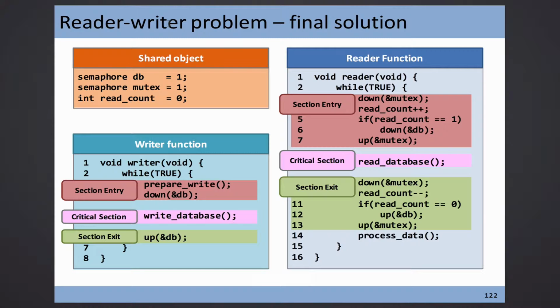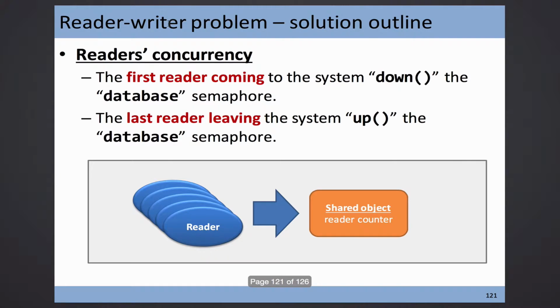But how about the reader part? The reader part is not easy to understand, right? You can see the gate is very wide. The gate means the entry and the exit. It's doing something more than the writer. So what is this here to guarantee? This is to guarantee the number of readers.